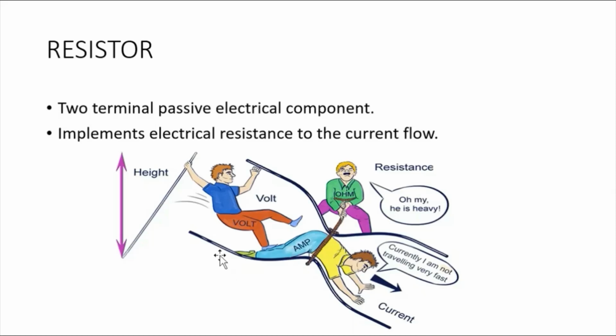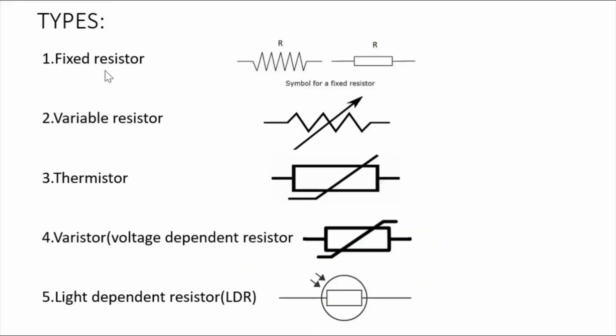Next topic is types of resistors. There are 5 types of resistors: fixed resistor, variable resistor, thermistor, varistor, and light dependent resistor. Varistors are voltage dependent resistors, and light dependent resistors are simply called LDR. First one, fixed resistors are used in electronic circuits to set the right conditions in a circuit. Variable resistors are used to control voltage or current by changing the resistance value. Thermistors are used in digital thermometers. Varistors are used to protect the devices.